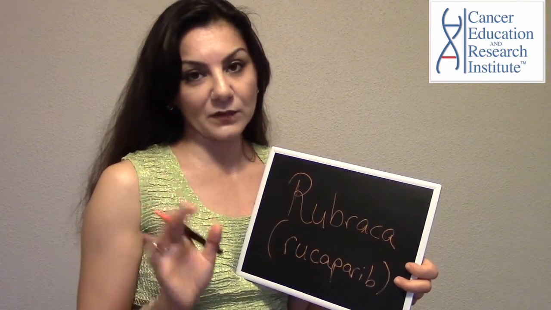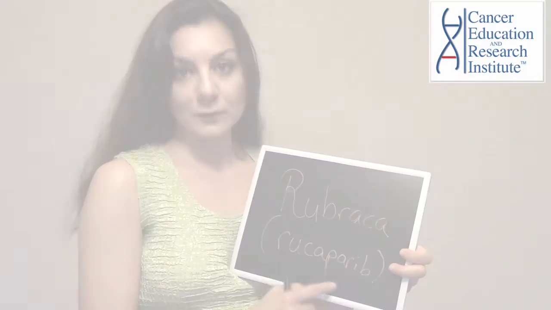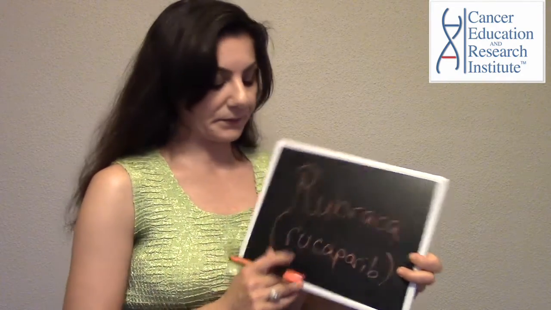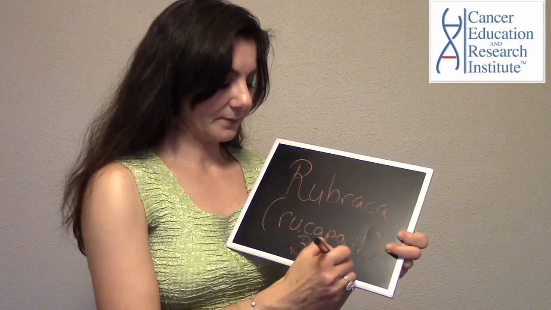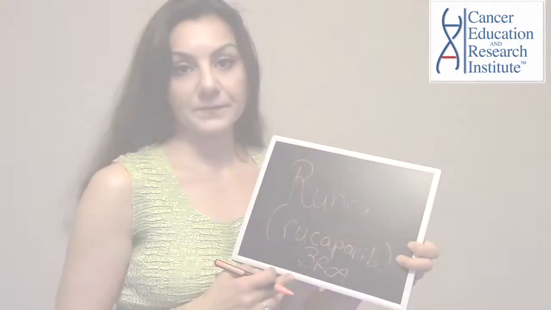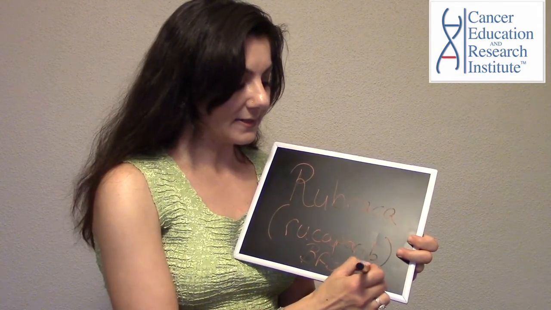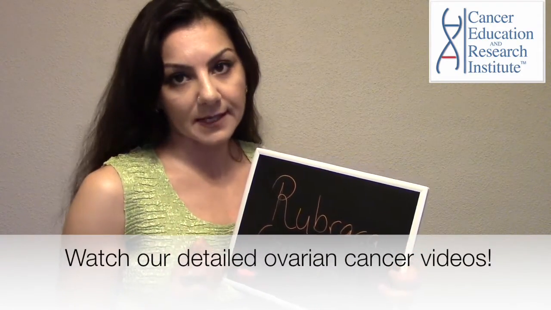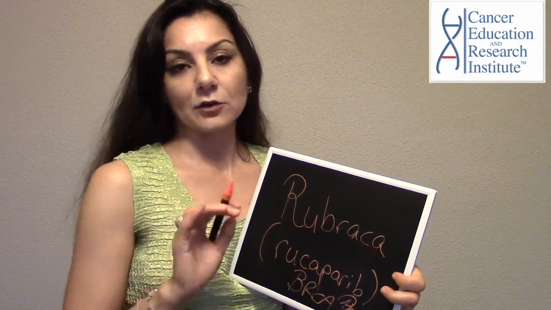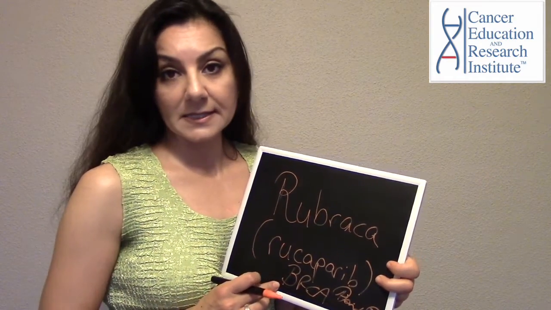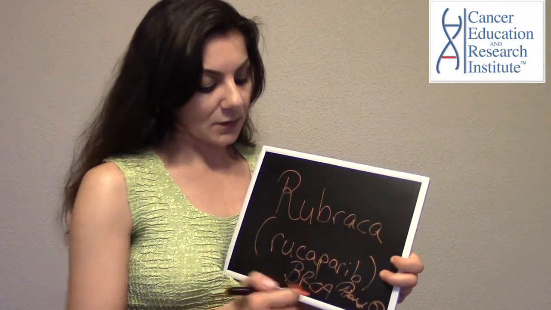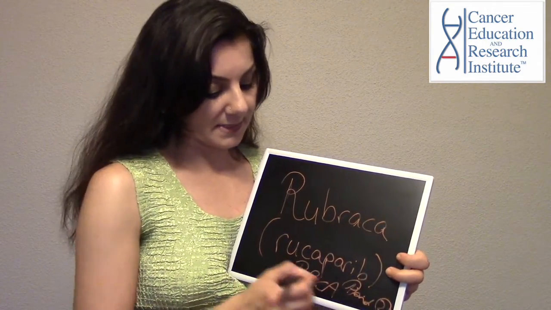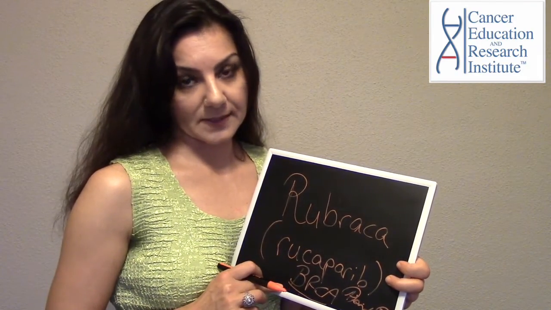We have a specific video for that, so I encourage you to watch that video. Rucaparib is targeting the BRCA1 and 2 genes. I highly encourage you to also watch our ovarian cancer video so that you can understand the correlation between BRCA genes and breast cancer, colon cancer, and ovarian cancer. So rucaparib is targeting the BRCA genes.